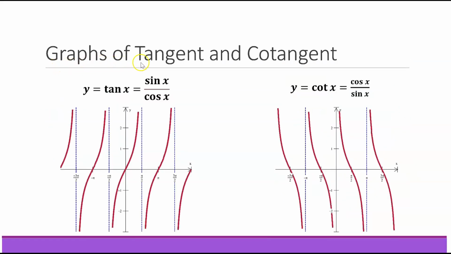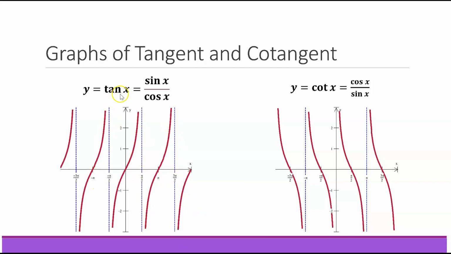Now let's look at the graphs of tangent and cotangent. So first we'll focus on the graph of tangent x. So let's just take a look at it. Here's the graph of tangent x. Definitely has a completely different shape from the sine and cosine functions and even the secant and cosecant functions. But what it does have in common with the secant and cosecant functions is that it has asymptotes.